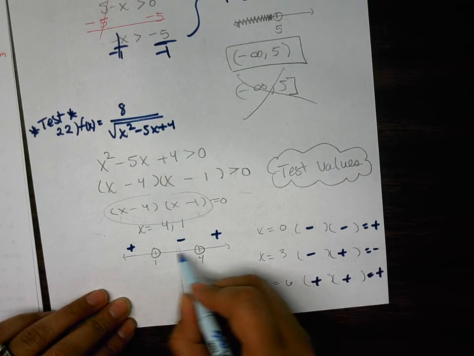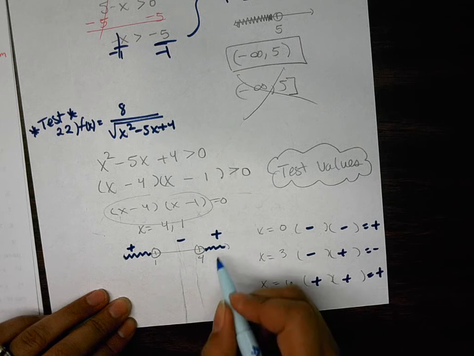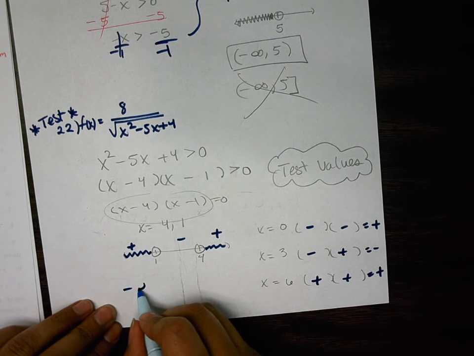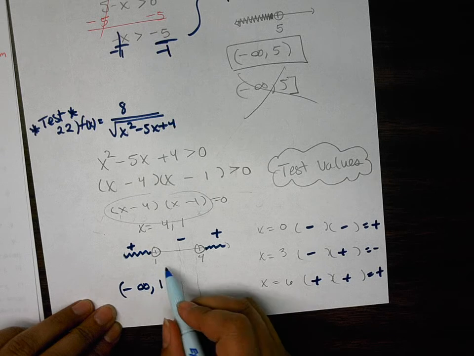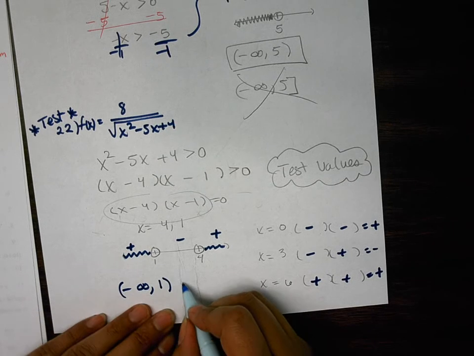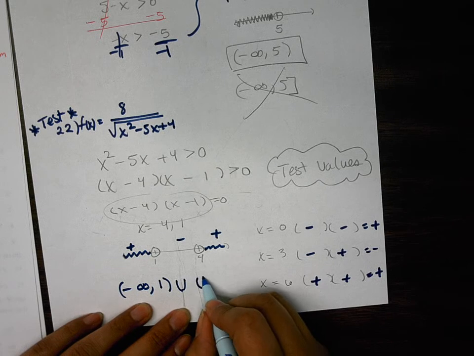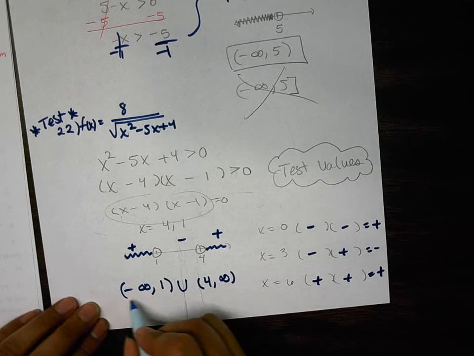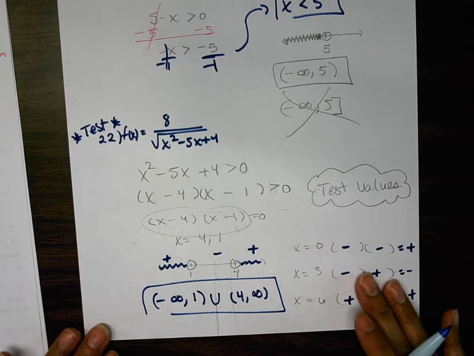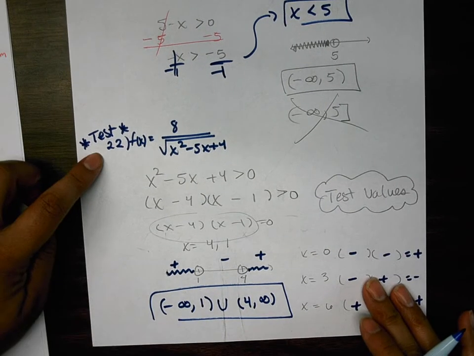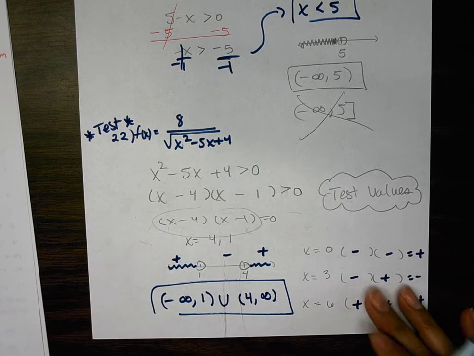You shade on the outside, because those are the positives, right? So what would I have? Negative infinity, comma, 1, parenthesis or bracket on the 1. And then what's this? Union. And then 4 to infinity. Where are you going to see this? On the final. I put test here, but technically what should that word be? Test values. It is test values, and it's on the final.